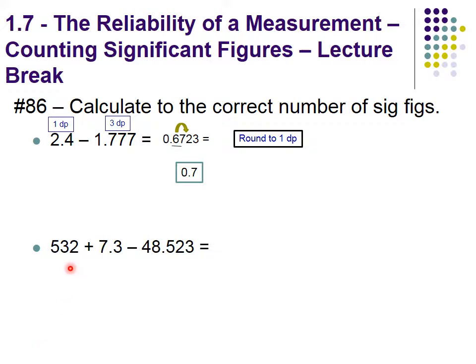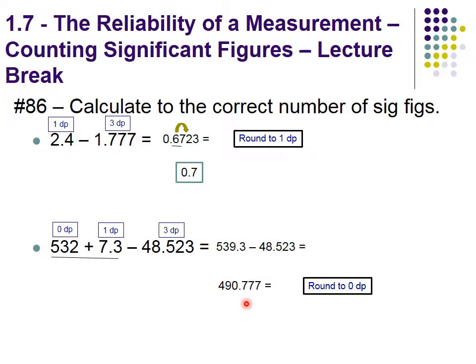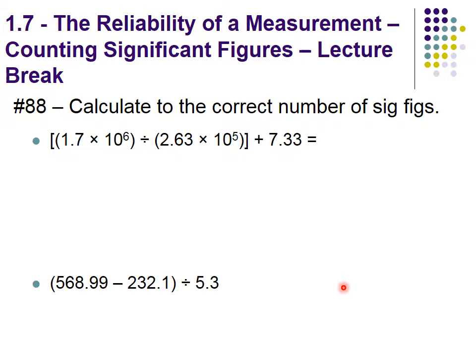Down here, we do the addition part first. We're just going to work left to right. And we get 539.3. We're still going to subtract the 48.523. So we get this. Again, we look at 0 decimal places, 1 and 3. We're going to round it so that it doesn't have any decimal places. So we underline where we're going to stop it. We look behind it, and it rounds up to 491.